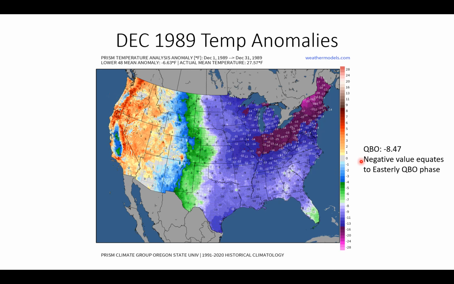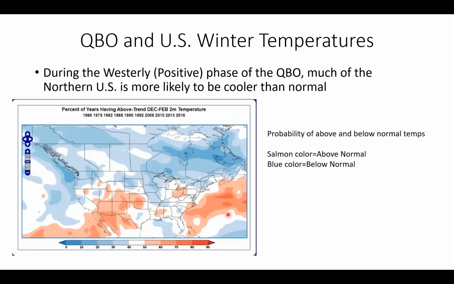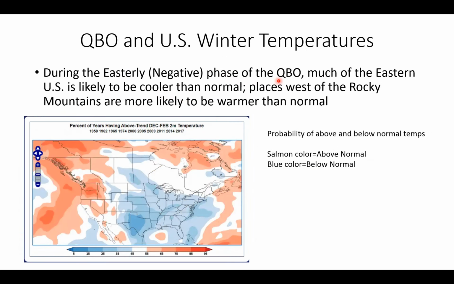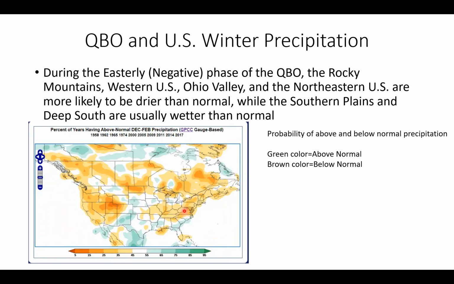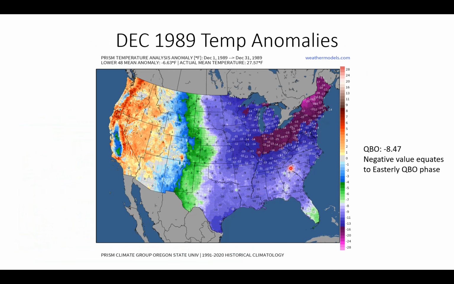Now, what was the QBO value that particular month? It was negative 8.47. So fairly significantly negative. This would indicate we were in the easterly QBO phase, and this matches up well with what we just looked at, right? We said the easterly or negative phase of the QBO generally correlates to a higher probability of below normal temperatures in this area. Southern Plains, Midwest to the eastern seaboard. And we got that in December of '89.